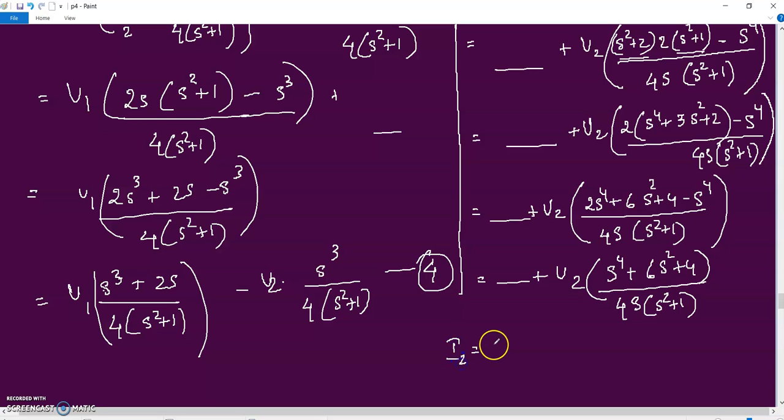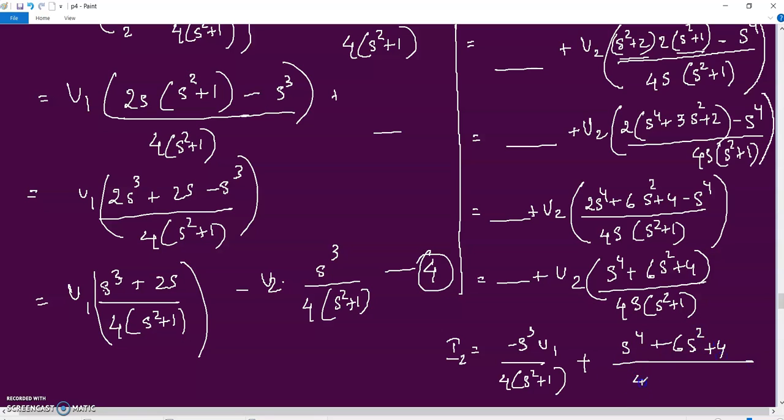That is I2 is equal to minus S cube V1 by 4 (S square plus 1) plus (S raised to 4 plus 6S square plus 4) by 4S into (S square plus 1) V2. So this is equation number 5.